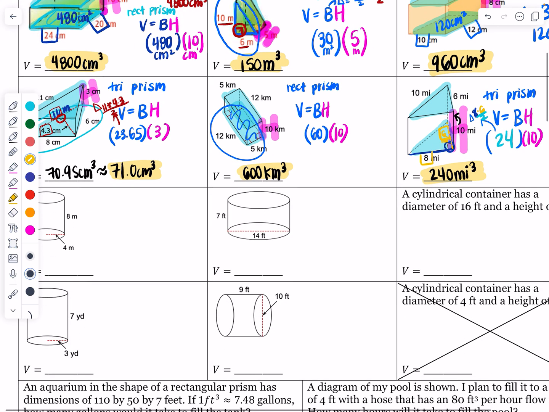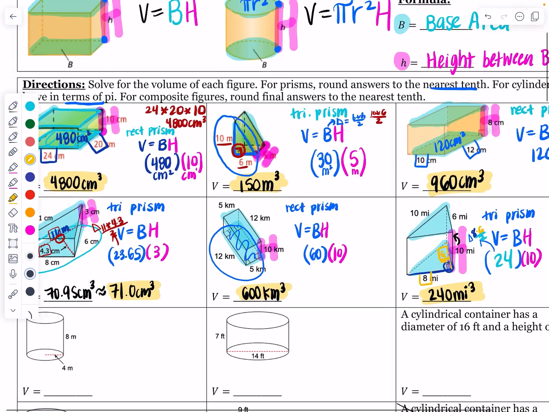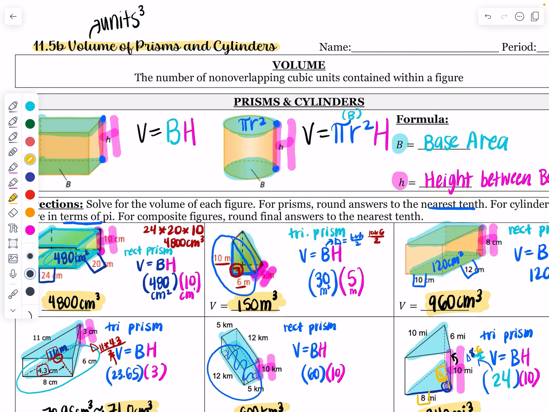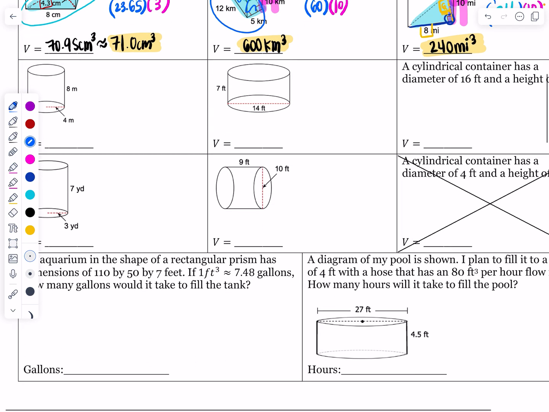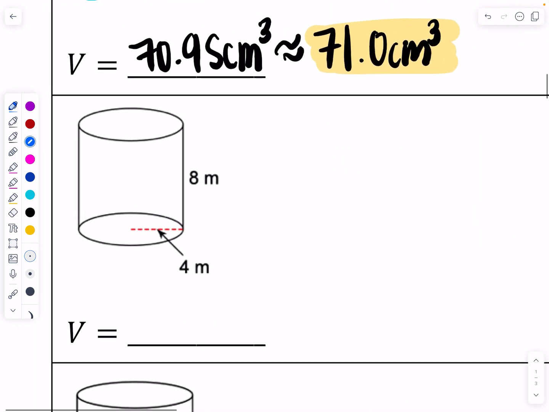All right, then we get to our cylinders, and cylinders are way easier because, like we said before, the base is always, always, always a circle. And so we're going to do a few of these. We're not going to do all of them, and we're going to save our word problems to start class tomorrow. You will not have homework tonight. You get to do it in class tomorrow.